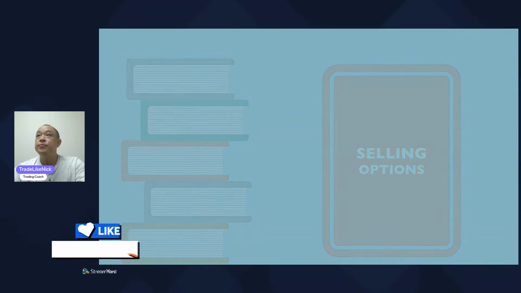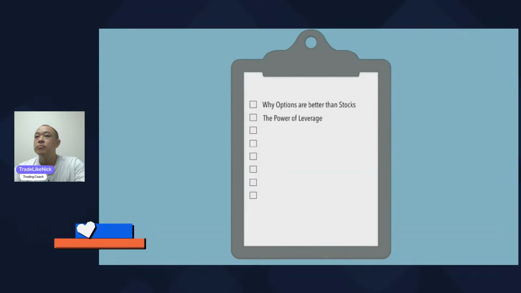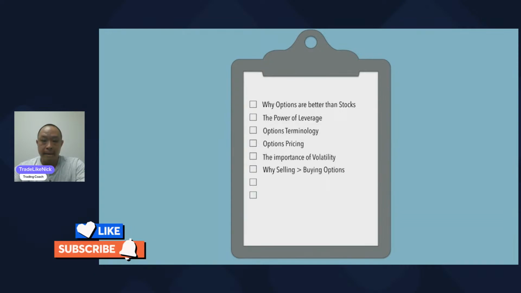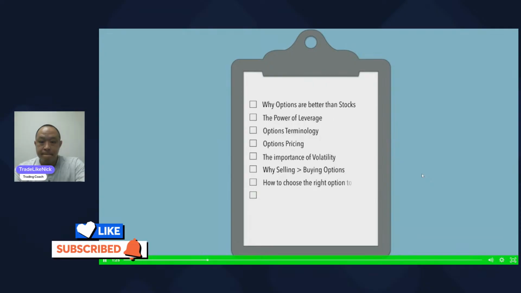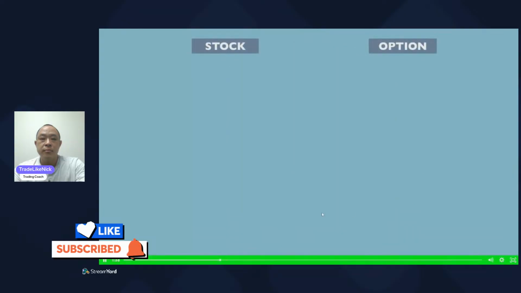To start, here's a brief breakdown of what you'll be learning in this course. You'll learn why options are better than stocks, the power of leverage, options terminology, options pricing, the importance of volatility, why selling is greater than buying options, how to choose the right option to sell, and how to develop a high probability options trading system. But before we begin, let's take a look at some of the main differences between a stock and an option.